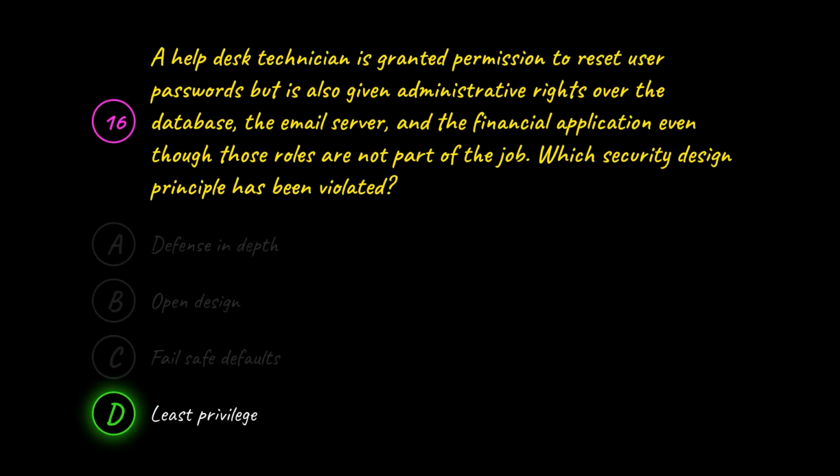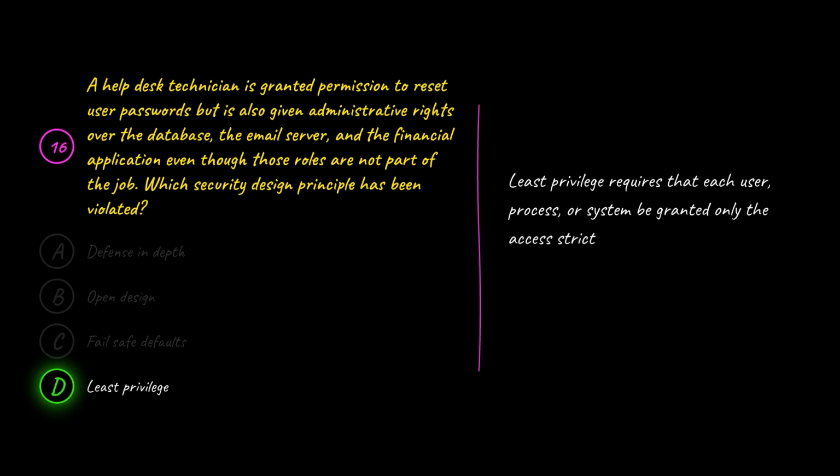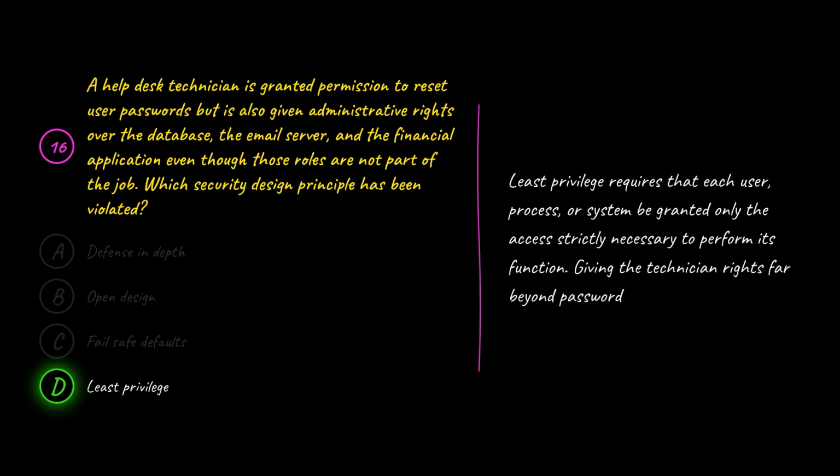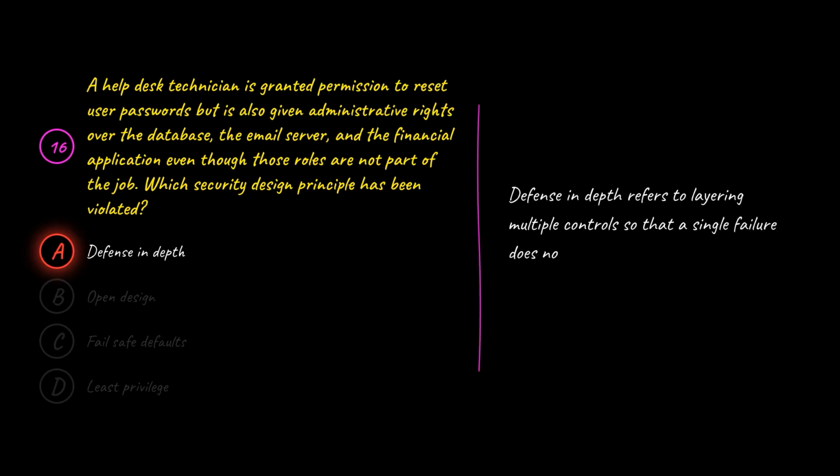The correct answer is D, least privilege. D is correct because least privilege requires that each user, process, or system be granted only the access strictly necessary to perform its function. Giving the technician rights far beyond password resets is a textbook violation. A is wrong because defense in depth refers to layering multiple controls so that a single failure does not compromise security. It is not directly about per user access scope.